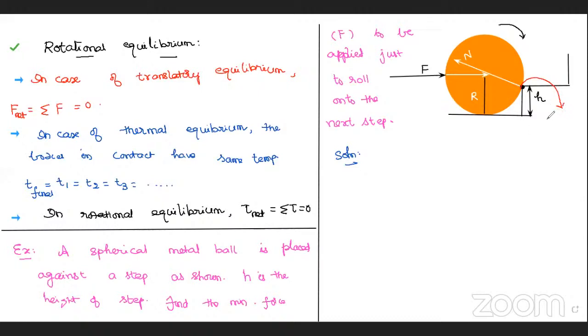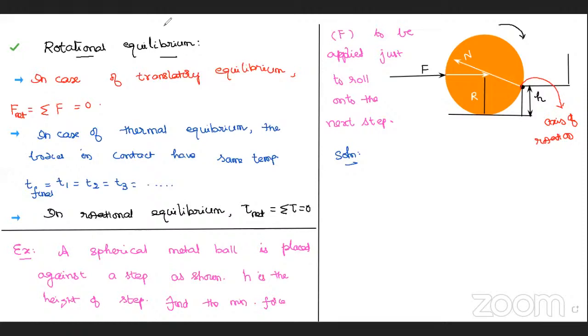Yes, correct. Axis of rotation. But the problem is, the normal reaction passes through the axis of rotation. If a force passes through the axis of rotation, you won't find any perpendicular distance from the axis of rotation. There is no perpendicular distance.